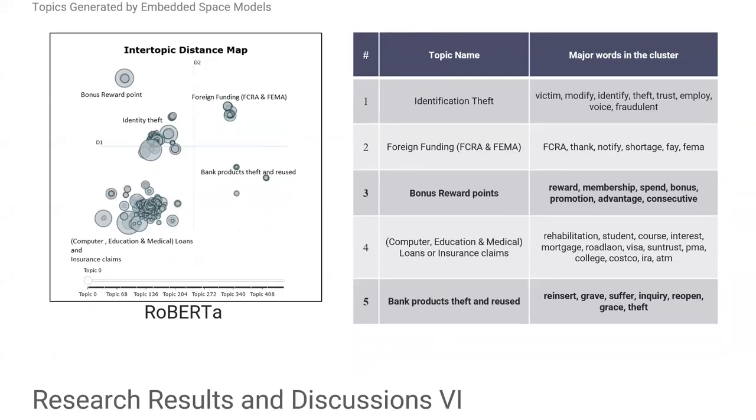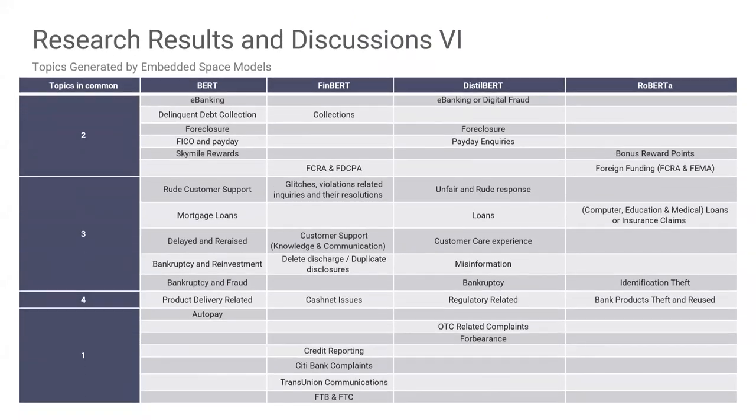So what does this point out? Now we have to compare apples to apples by putting everything in one frame. What are the topics each model extracted from this? So now you can see that if there is a unique topic, we are putting it in a unique column here, right? So for example, you can see that delinquent debt collection is the same as collections here, right? So only BERT and FinBERT extracted these two topics, right? Again, e-banking and e-banking or digital fraud, these two were extracted.